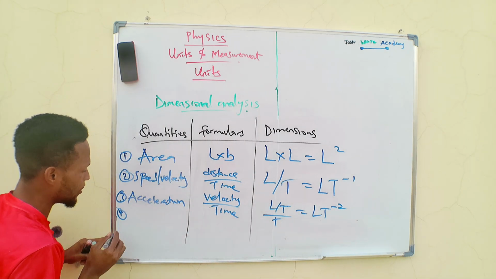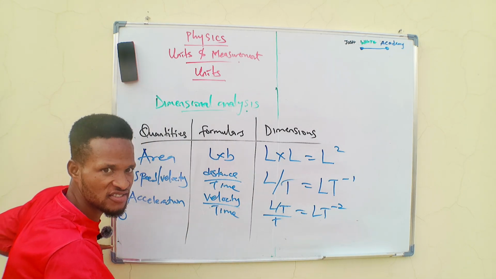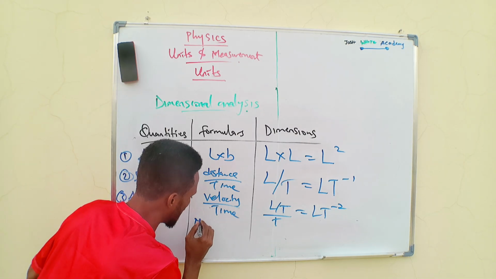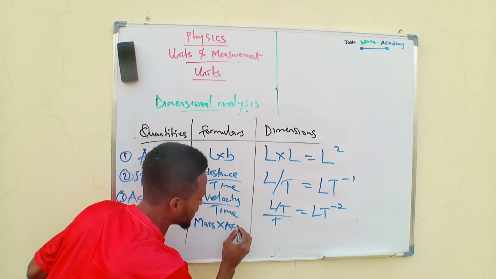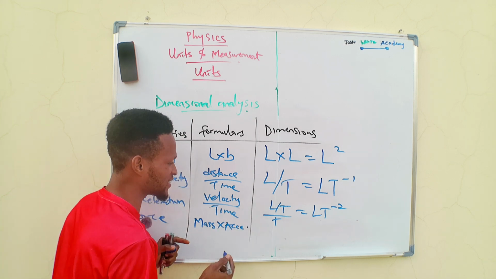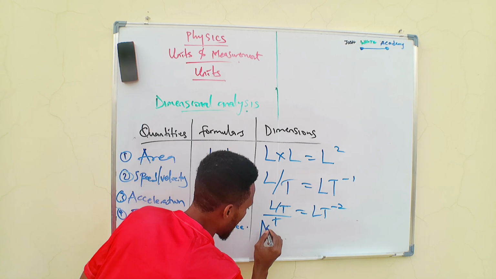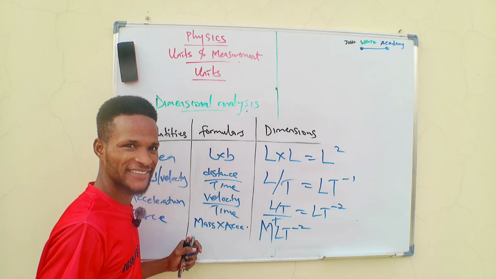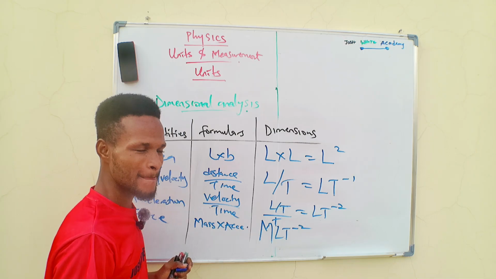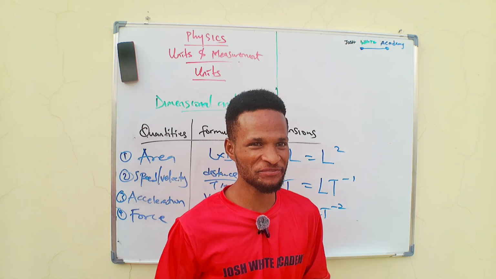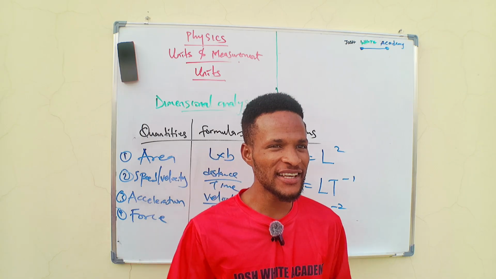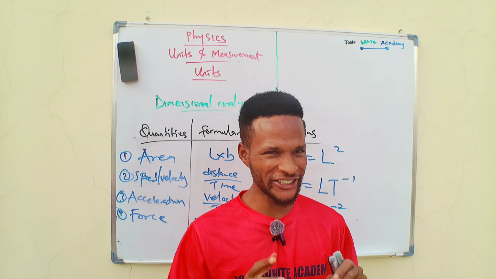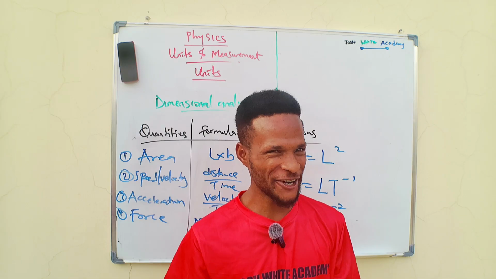Number 4, we have force. What's the formula for force? Force is mass multiplied by acceleration. Mass is M. Acceleration is LT minus 2. You see the flow? So let's stop here. Now let's use the next minute we have to crush JAMB questions. Come with me.